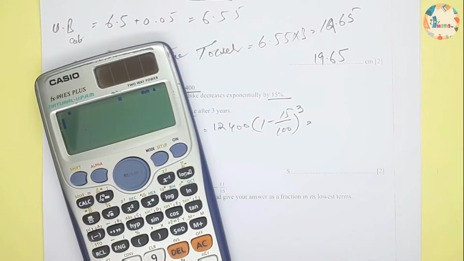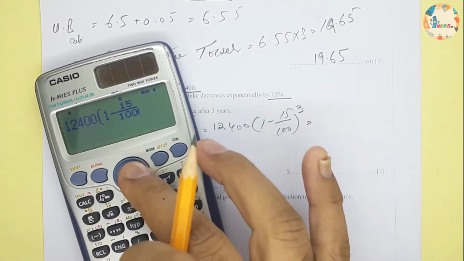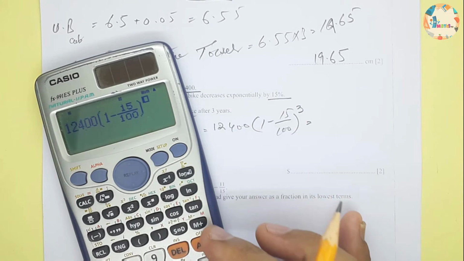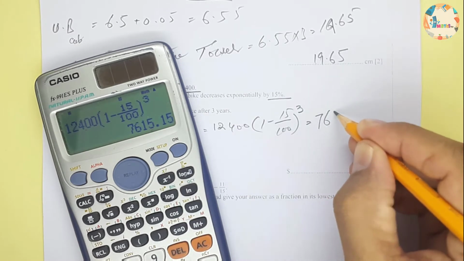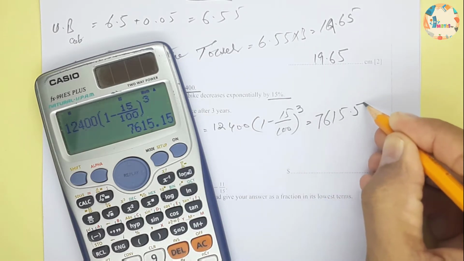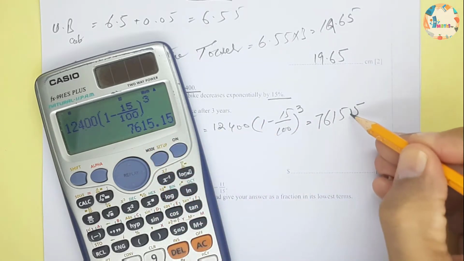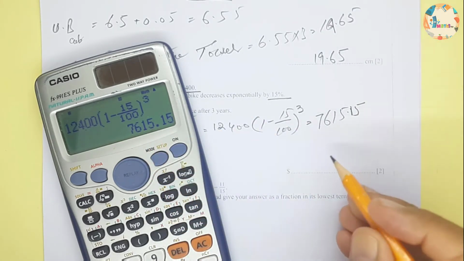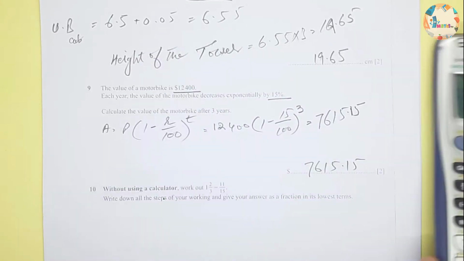So we can take 12400 and 1 minus 15 over 100 and raise to the power 3, and this will result in 7615.15, basically this one. So this will be our final answer.